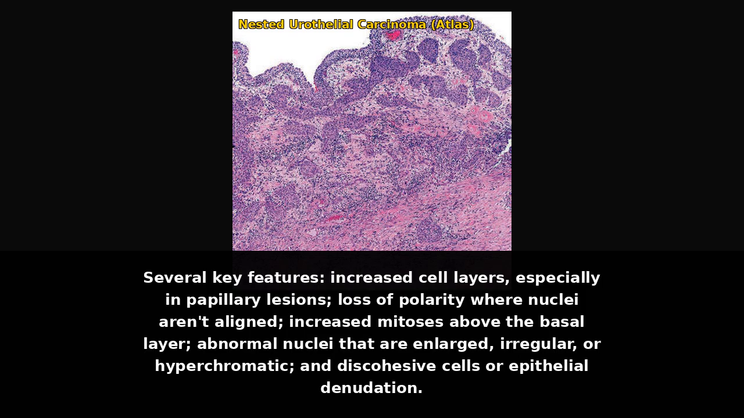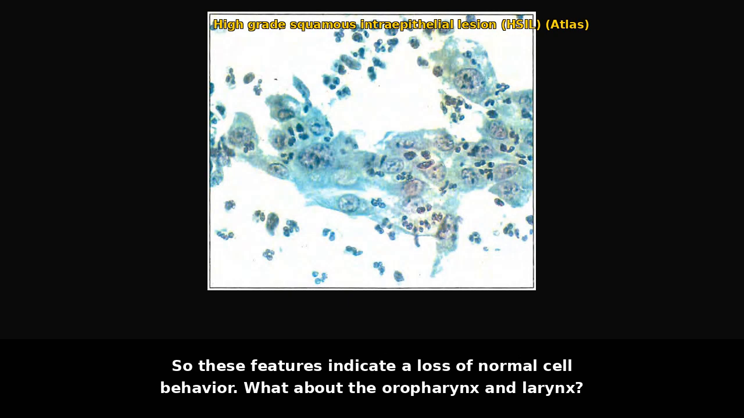Several key features: increased cell layers, especially in papillary lesions, loss of polarity where nuclei aren't aligned, increased mitoses above the basal layer, abnormal nuclei that are enlarged, irregular, or hyperchromatic, and discohesive cells with epithelial denudation. So these features indicate a loss of normal cell behavior.